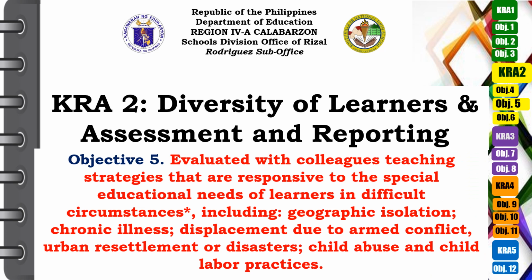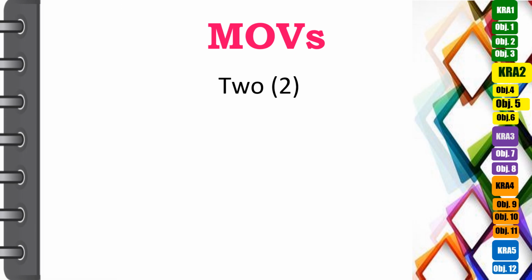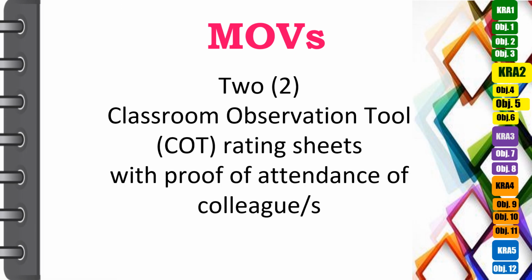KRA2, Objective 5, evaluated with colleagues teaching strategies that are responsive to the special educational needs of learners in difficult circumstances, including geographic isolation, chronic illness, displacement due to armed conflict, urban resettlement or disasters, child abuse and child labor practices. For Objective 5, you need 2 COT rating sheets with proof of attendance of colleagues.